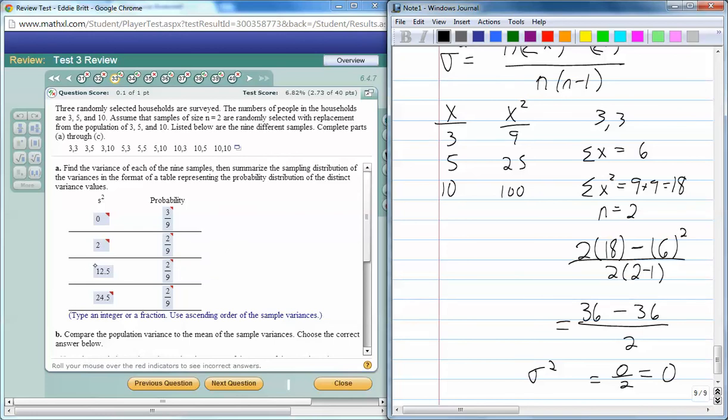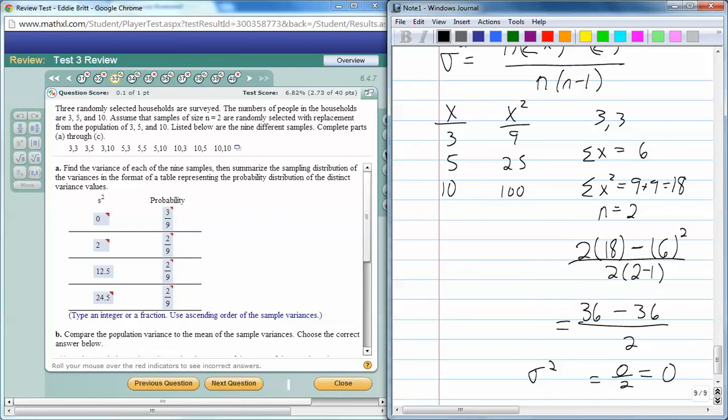Then you're going to have a couple, 12.5 is a variance, 2 to be exact, on this problem. Your numbers are going to be different, but that's how you find those. That's how you find the variance, and then that's how you find the probabilities. Count how many of each, and then write the probability of whatever number you're writing down or you click. It does say use ascending order, so make sure you start with the smallest and go to the largest for variances.